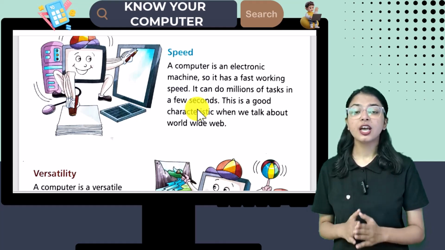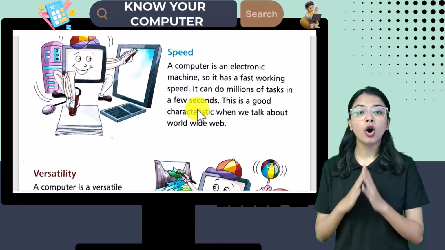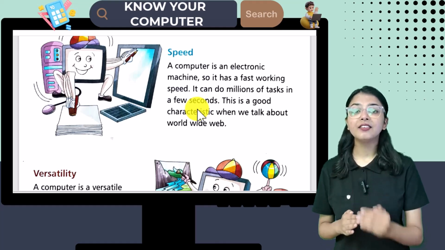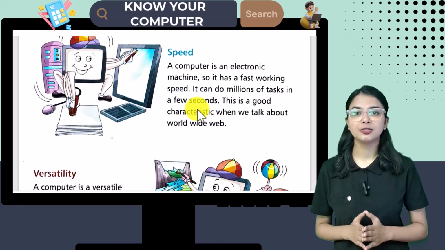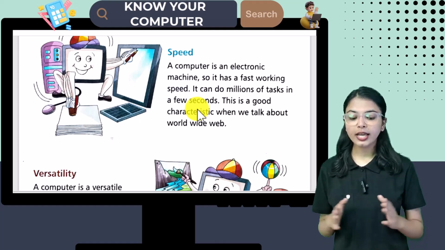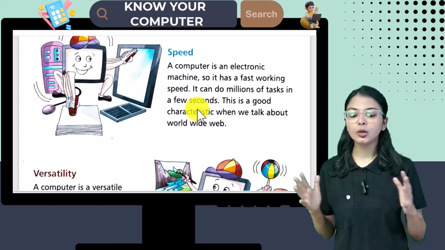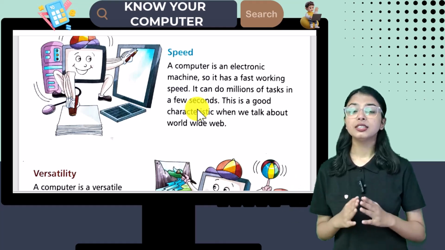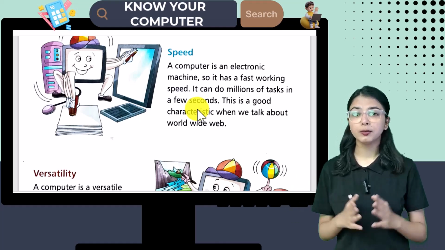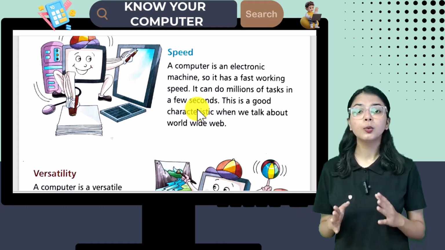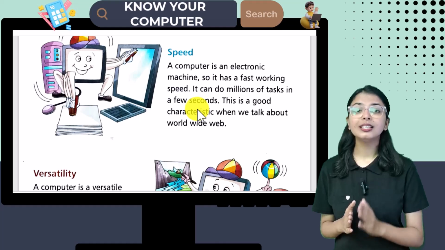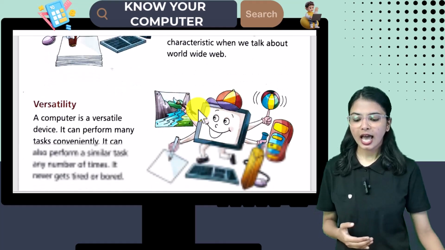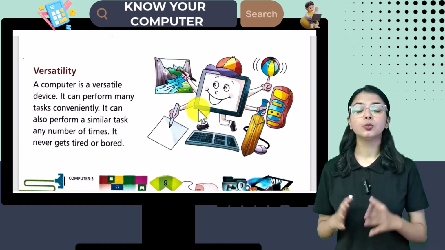Okay, which can perform multiple tasks all together and can give us the output within seconds. Okay, it has a very high speed, and this is a good characteristic when we talk about World Wide Web. Okay, when we search anything on the computer on the www.com, that is World Wide Web, we get our results within the seconds.